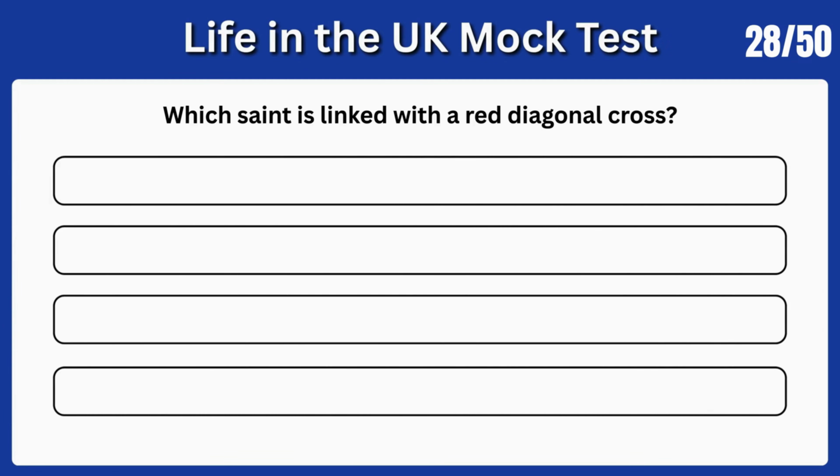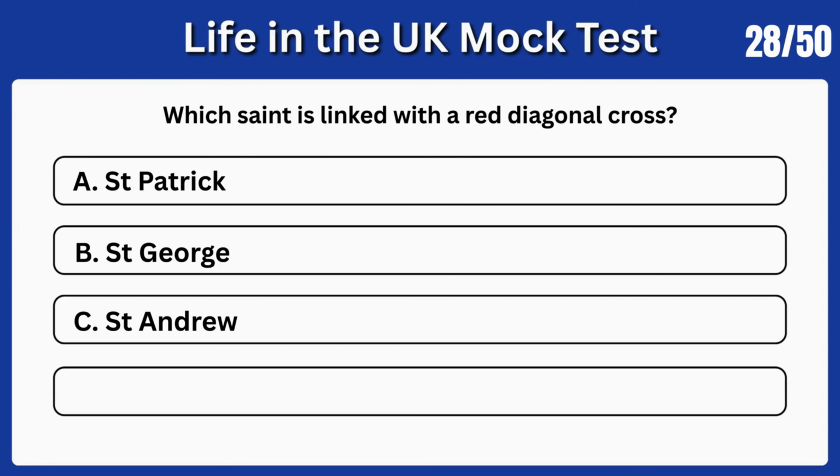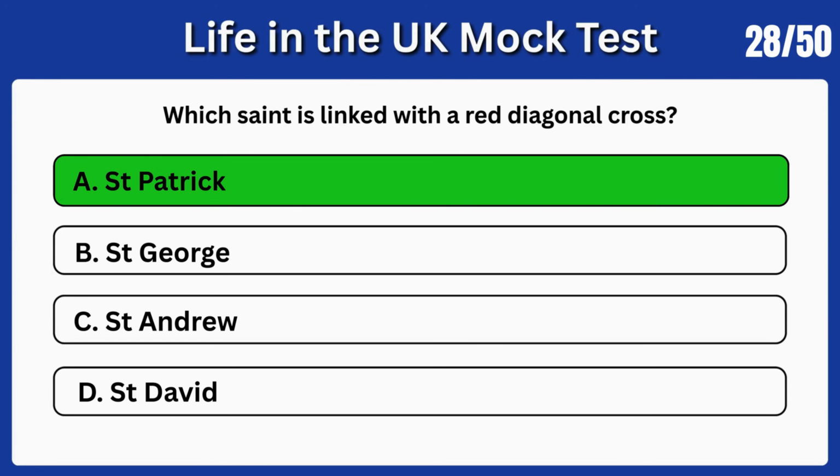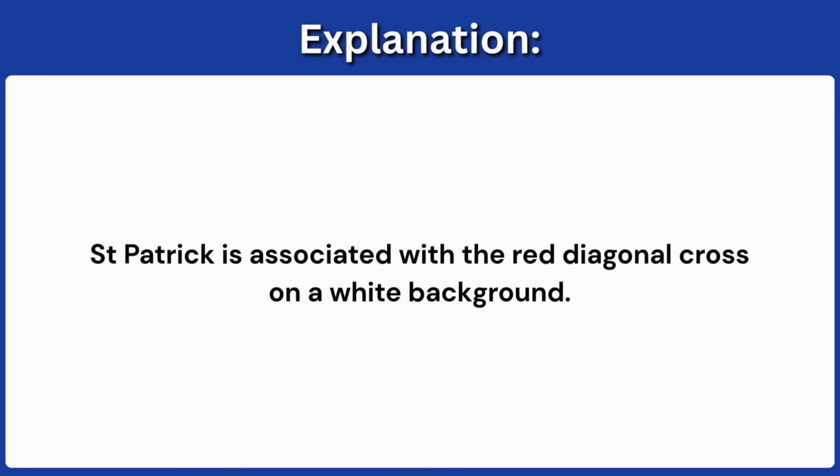Question 28. Which saint is linked with a red diagonal cross? A. Saint Patrick. B. Saint George. C. Saint Andrew. D. Saint David. The correct answer is A. Explanation. Saint Patrick is associated with the red diagonal cross on a white background.